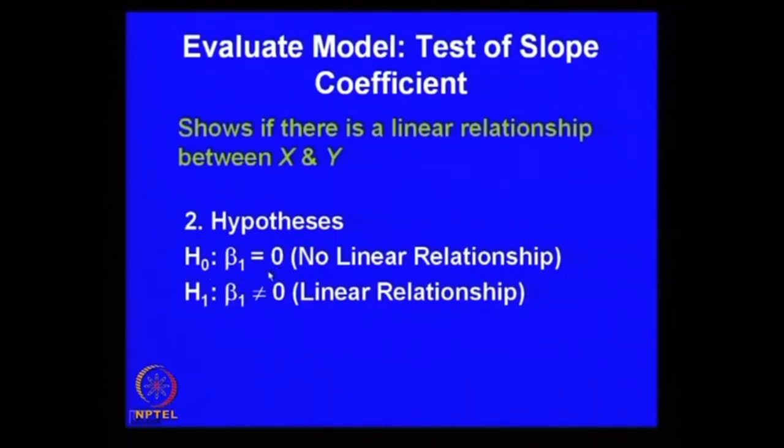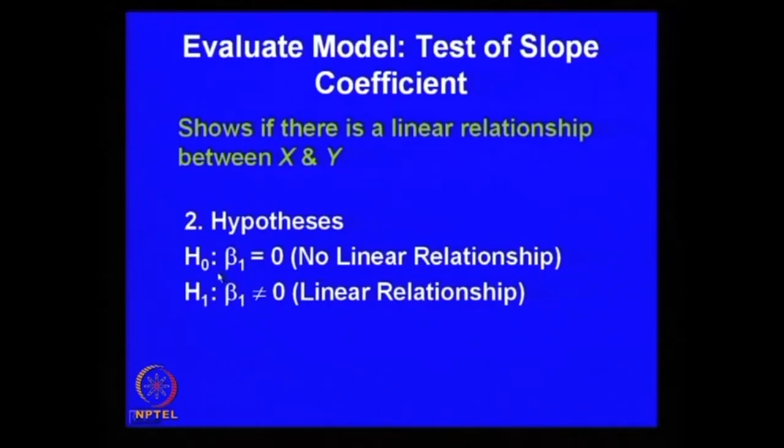This is the null hypothesis against the alternative hypothesis that beta 1 not equal to 0. Okay, what is the significance of this null hypothesis beta 1 equal to 0? If beta 1 equal to 0, then the model becomes y equal to beta naught plus epsilon. That means there is no linear relationship between the variables x and y.